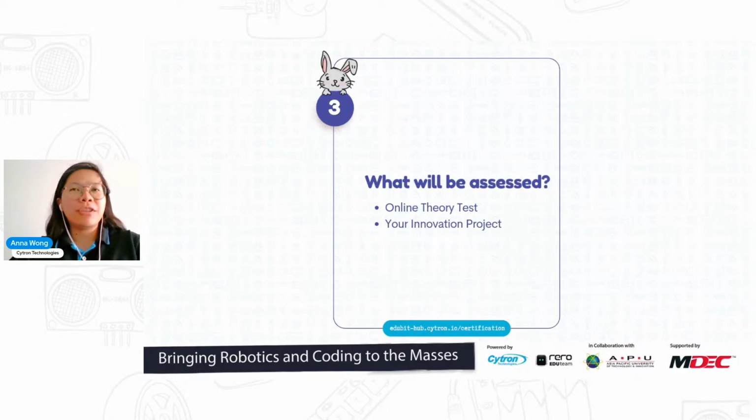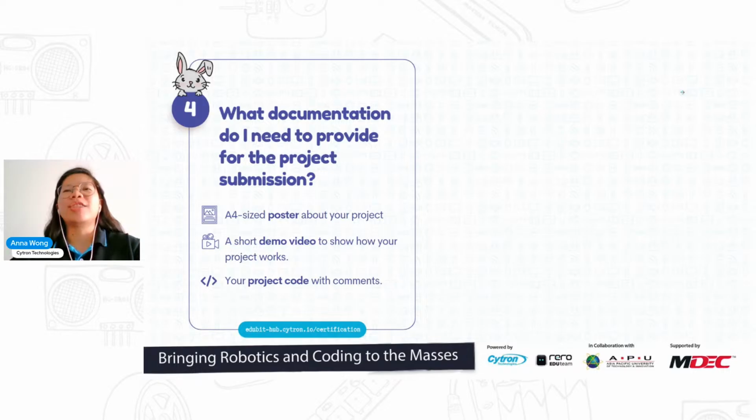When we mention the innovation project, you are encouraged to build something innovative and creative to submit. If you need inspiration on what kind of project you can do, again, there is a resource hub for you to refer to. There are three things that you need to provide for the project submission. One is a digital A4 size paper poster. The second one is a short demo video to show how your project works.